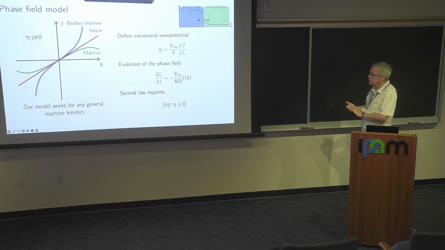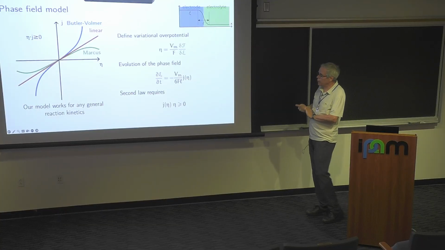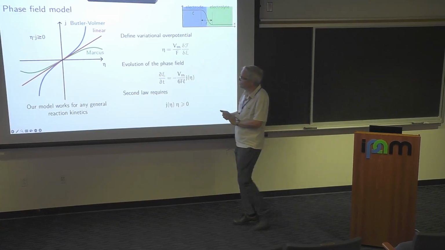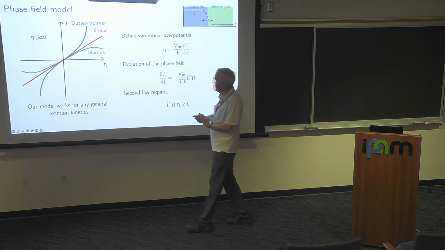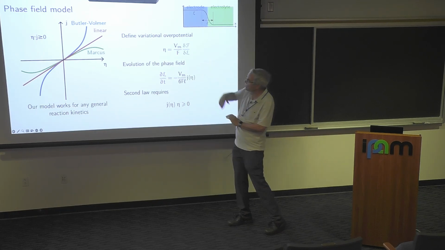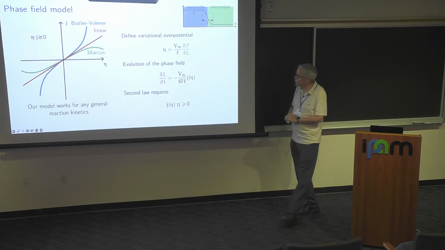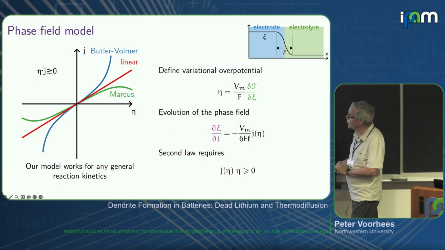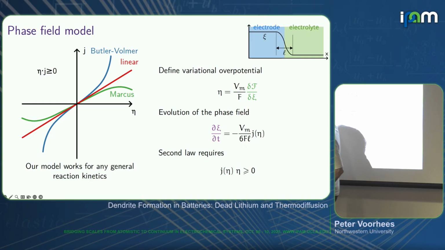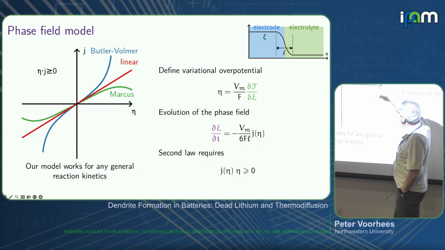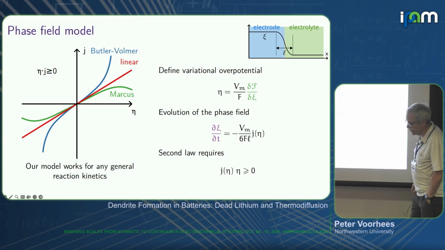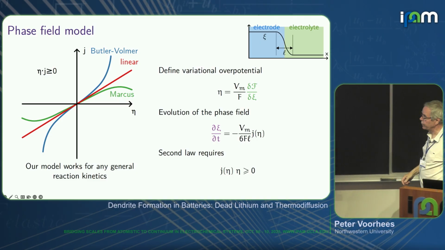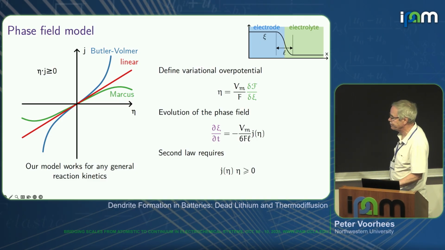And that puts a constraint on the constitutive laws, but not a terribly difficult one, because you can see that all three of those that are used often in practice satisfy that thermodynamic constraint, but they're nonlinear. The Butler-Vollmer and the Marcus models for the relationship between the overpotential and the current at the interface.